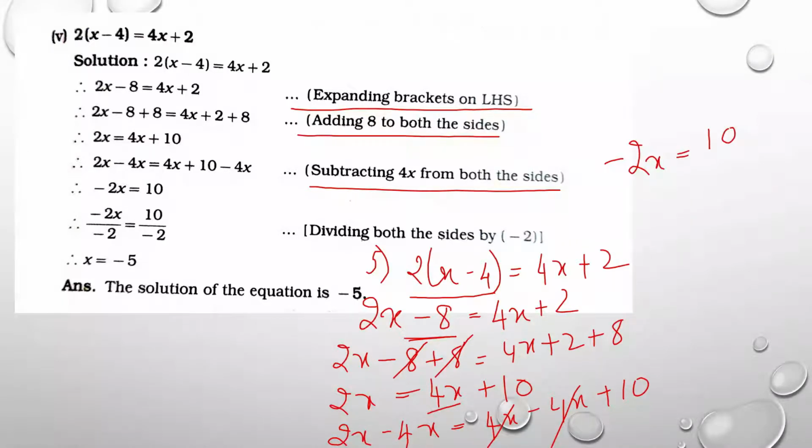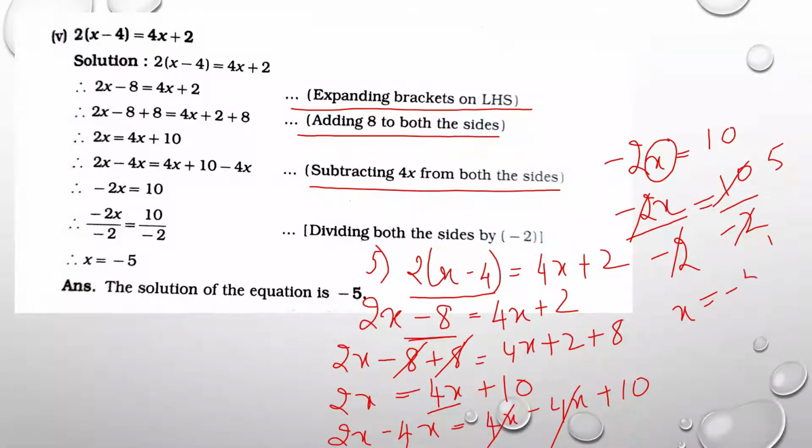Now you want to remove this minus 2. You want to find the value of x. So to remove this minus 2, what you will do? On both the sides you will divide with minus 2. So minus 2 and minus 2 will get cancelled. x is equal to what? 2 1s are 2, 2 5s are 10. So minus 5. So the solution of the equation is minus 5.